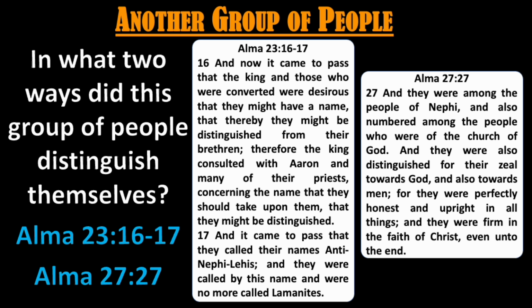And now it came to pass that the king and those who were converted were desirous that they might have a name, that thereby they might be distinguished from their brethren. Therefore the king consulted with Aaron and many of their priests concerning the name that they should take upon them, that they might be distinguished. And it came to pass that they called their names Anti-Nephi-Lehis. And they were called by this name and were no more called Lamanites.